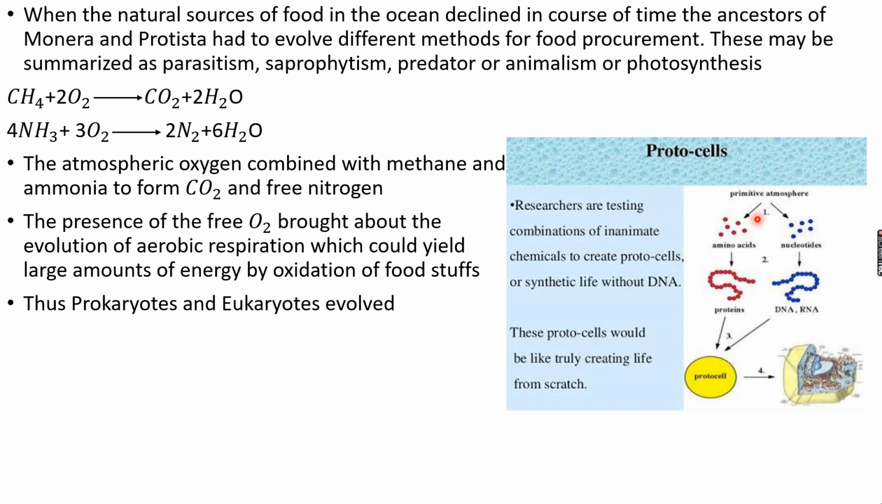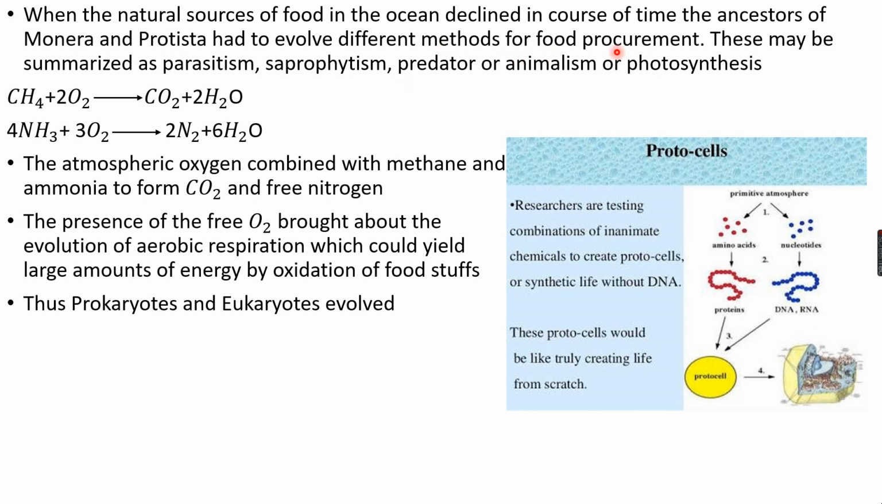These organic compounds like methane, ammonia combine with oxygen by aerobic respiration, aerobic method, and they evolve gases like carbon dioxide and nitrogen. So when the natural source of food in the ocean declined, the ocean or the primordial sea is the mother for various organic compounds. When the availability of food in the ocean decreased in due course of time, the ancestors of the various bacteria, Monera, Protista, they evolve or differentiate into various different types of organisms.